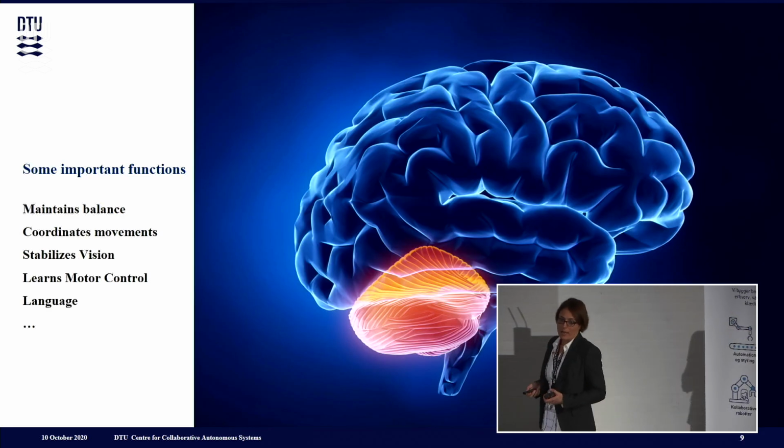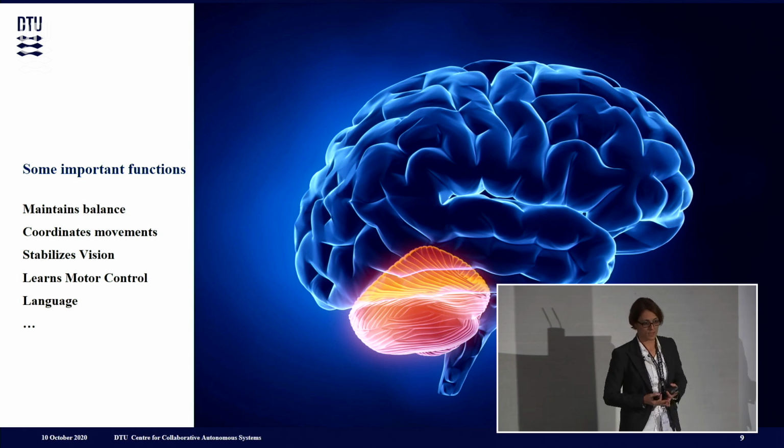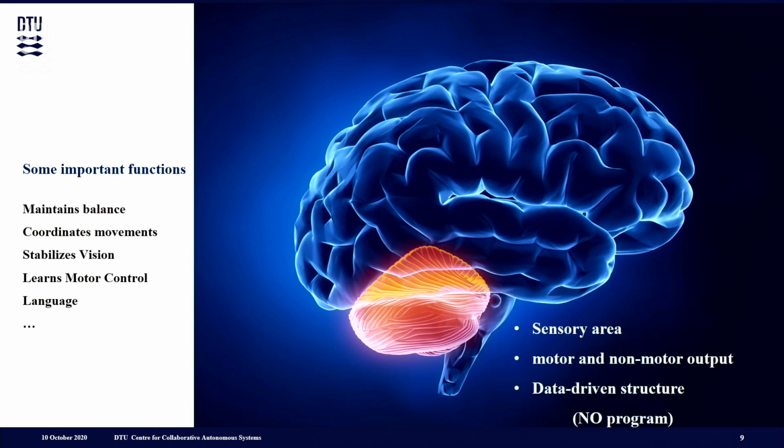Let me give you a couple of lines about one of the most complex parts we have in the brain, which is the cerebellum. Actually, it contains 80% of the total number of neurons in the brain. At DTU, we have been studying that. We now have a very plausible computational model of the cerebellum, and it does many things.